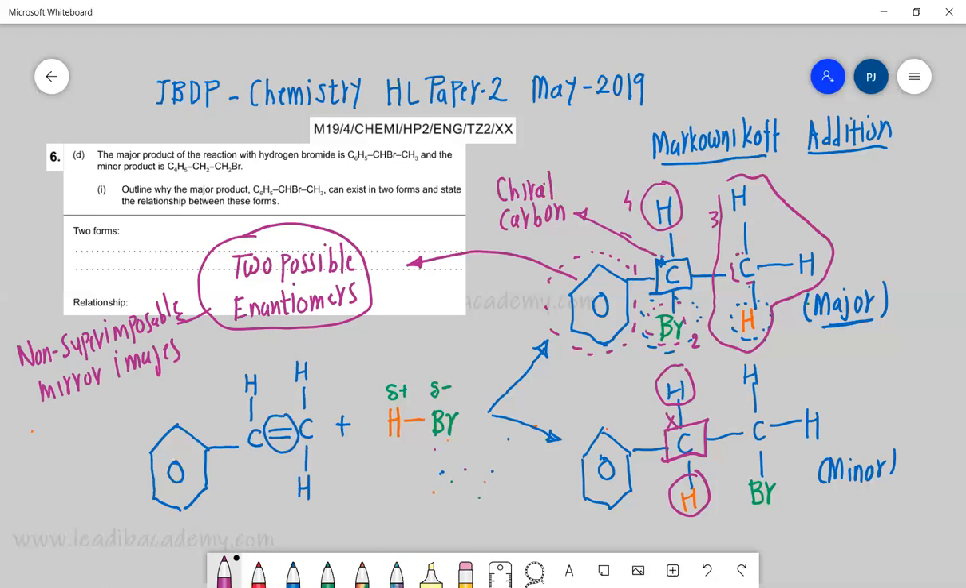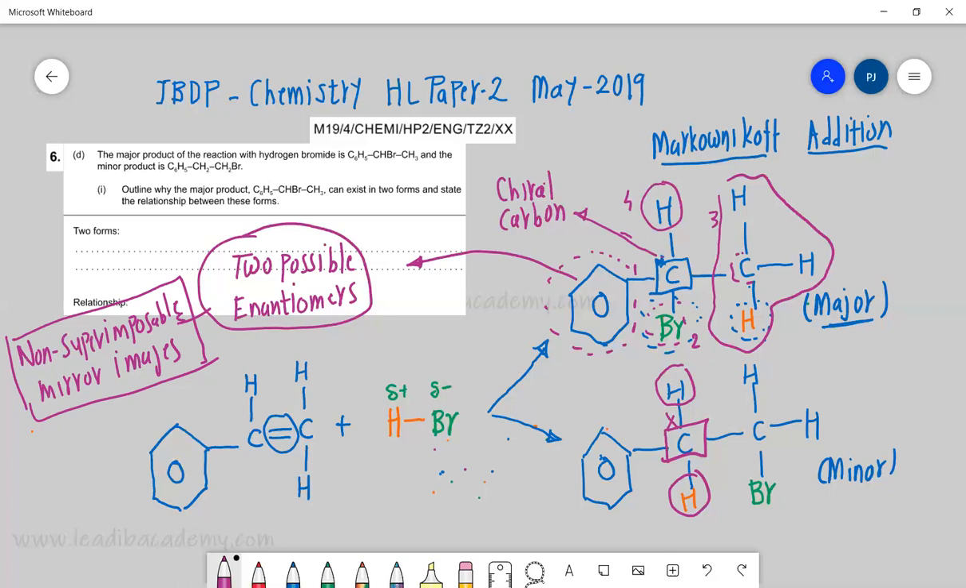This is the key point. Because it's a chiral carbon, it is going to exhibit optical isomerism. That means it will have two possible enantiomers, and those enantiomers are non-superimposable mirror images of each other. It is extremely simple.